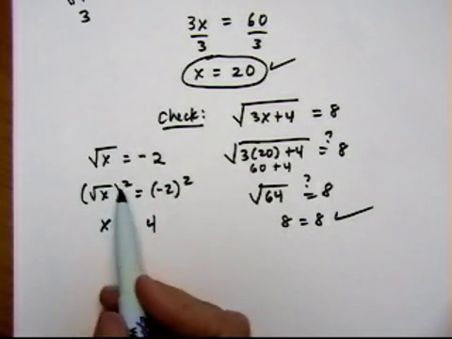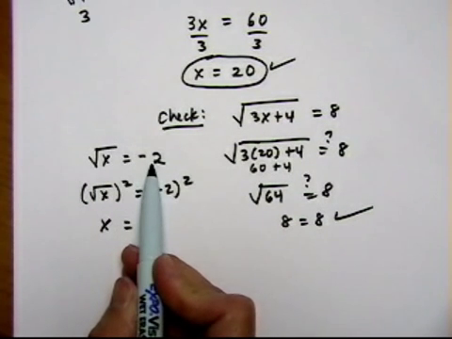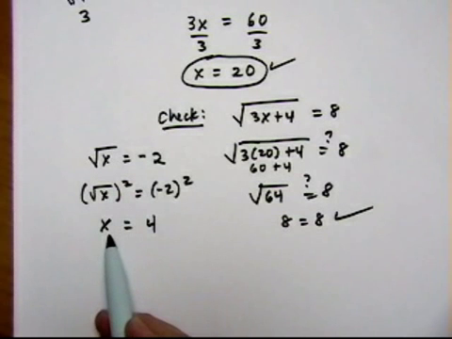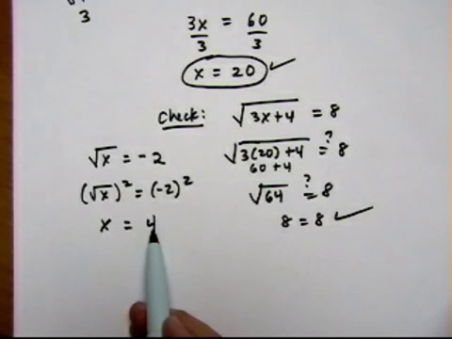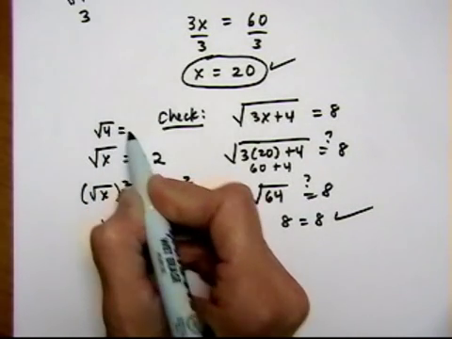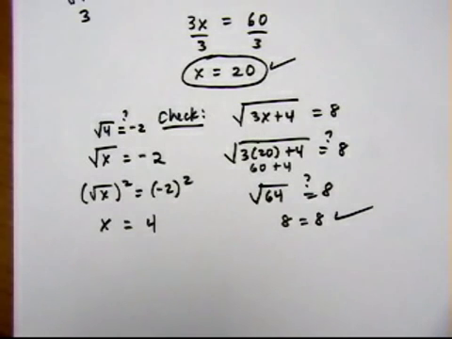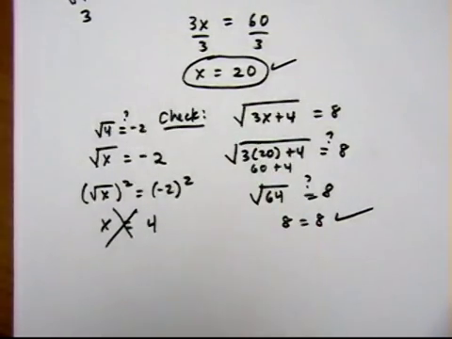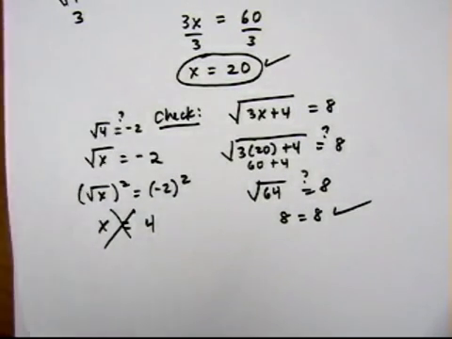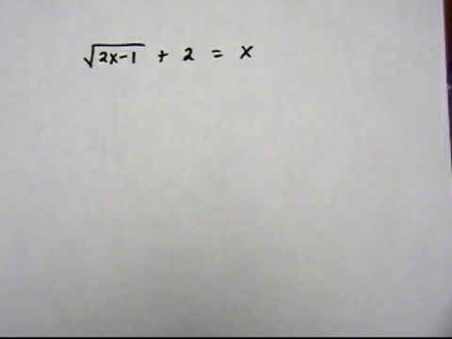Now if I look back up here, the square root of x can never equal a negative number, but suddenly going through the math steps I got an answer of x equals 4. And if we put x is 4 in here, we'll see it doesn't work. It doesn't equal negative 2, it would equal 2. So that's an extraneous solution. But in our equation the 20 worked out. Now this next equation does have an example of an extraneous solution.